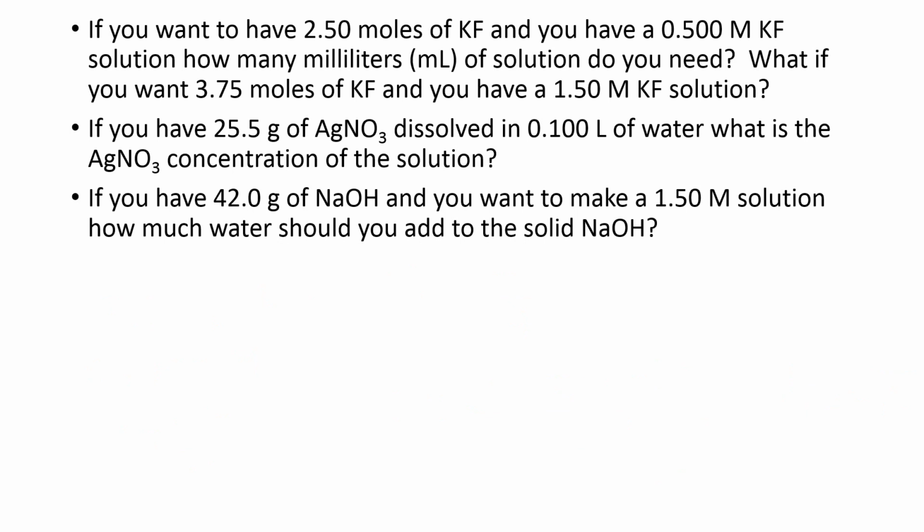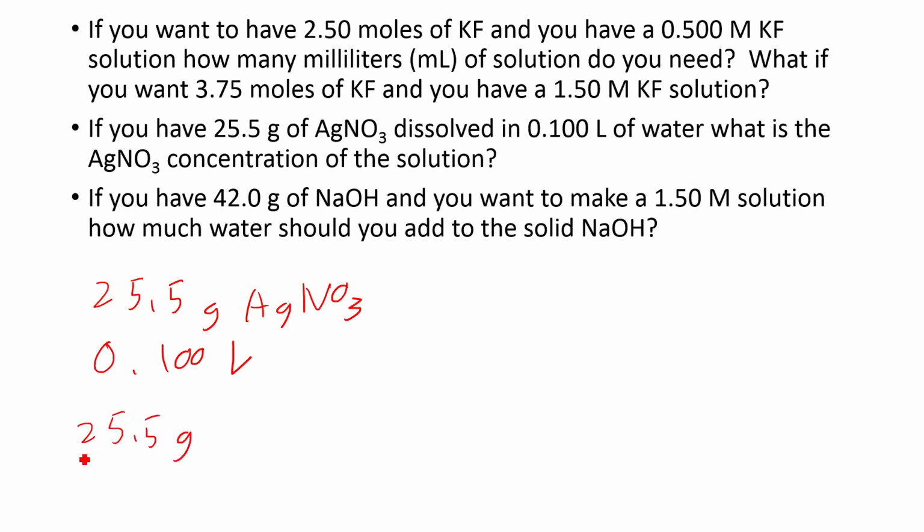So now let's look at something where we start with grams rather than moles. So we're going to have 25.5 grams of silver nitrate, and we're going to have it dissolved in 0.100 liters of water. And we want to know what the concentration is. So that means we want to know the molarity. So first things first, we've got to get our 25.5 grams into moles.